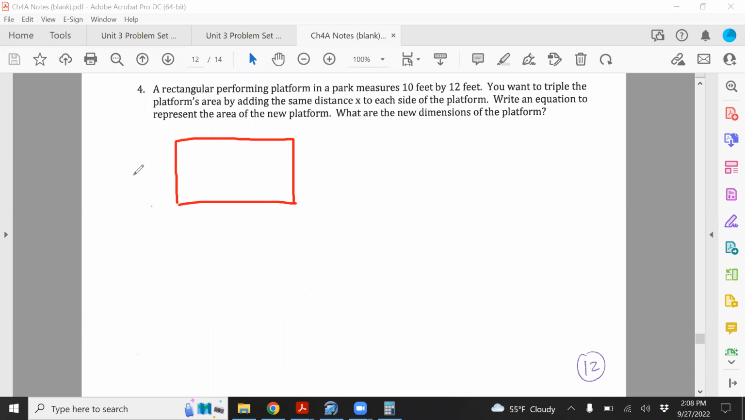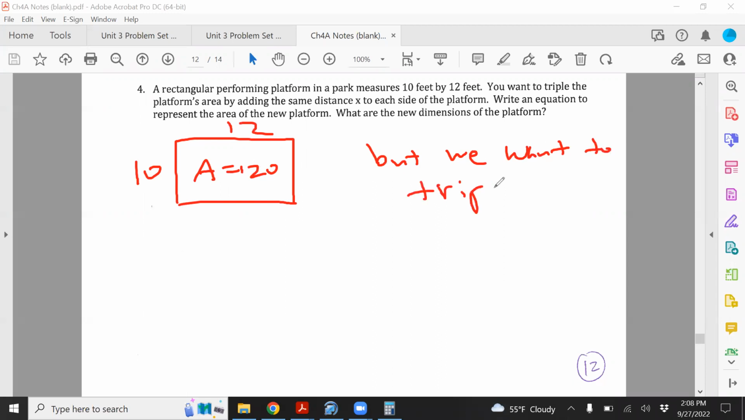Okay, what are the dimensions of the park? The rectangle, whatever platform, 10 by 12. So my area right now is 120. But we want to triple the area, right? And then you have to add the same distance x to each side. I don't want it to be 240. We want it to be 360 actually.